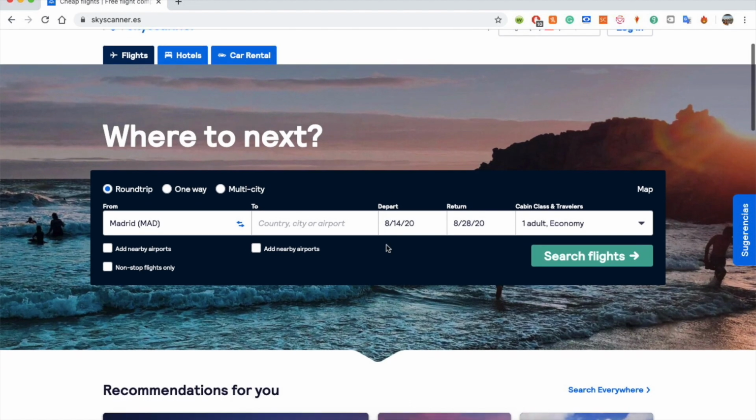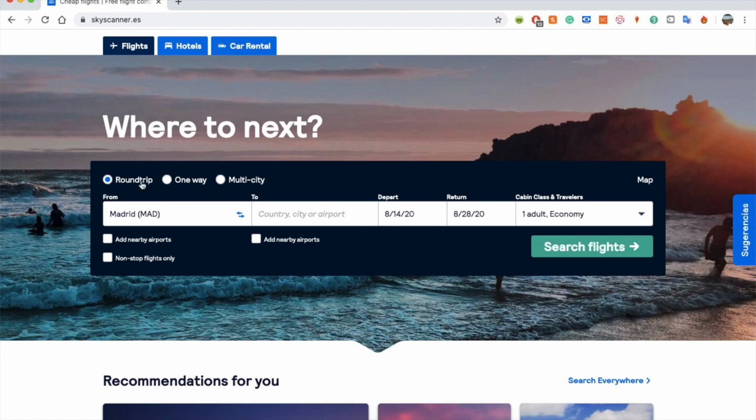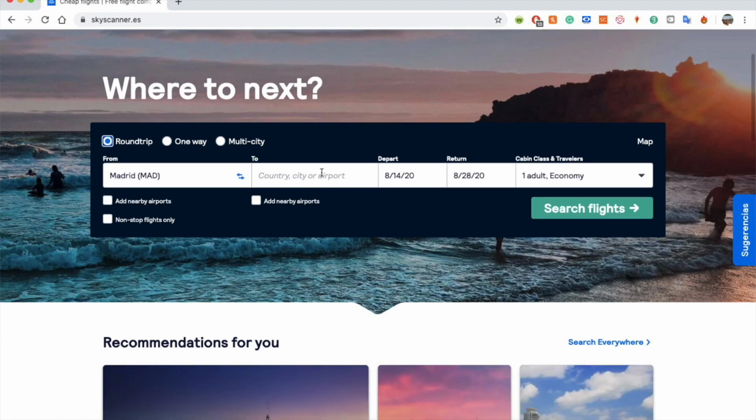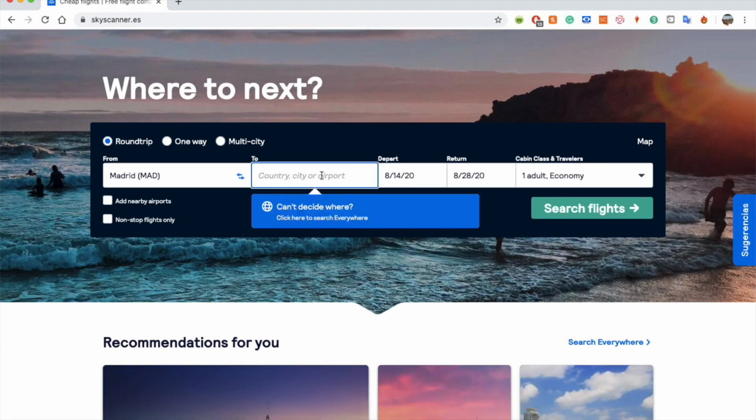So as you can see, it says where to next. There's the option round trip, one way, or even multi-city. And multi-city would be like Madrid, London, London, Milan, and then from Milan back to Madrid. That would be an example. So you have that option if you want to do that as well. So for our example, let's just do round trip. We'll say from Madrid because that's where I am now.